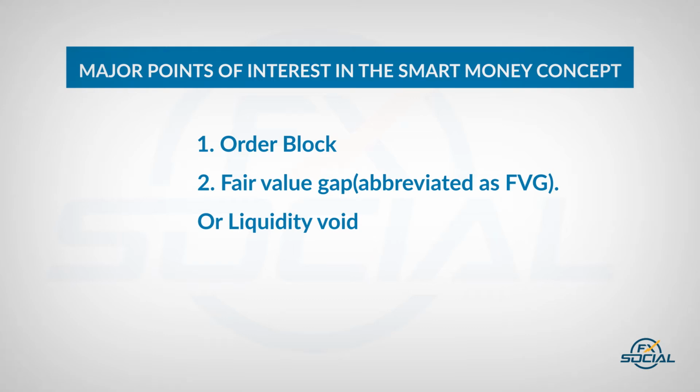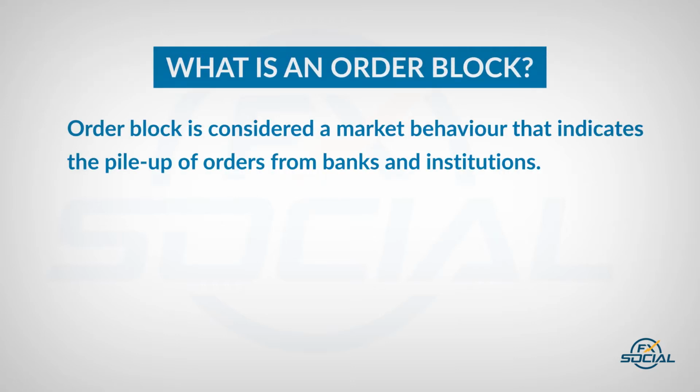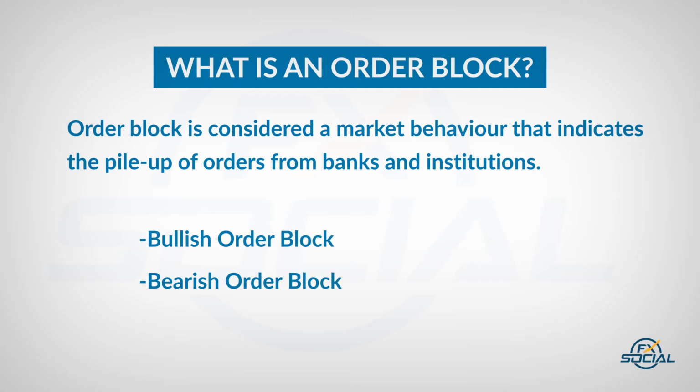These are the major points of interest whereby the market can be indecisive. The first on our list is the order block. So, what is an order block? Order block is considered a market behavior that indicates the pile-up of orders from banks and institutions. We have bullish and bearish order blocks. We need to know how to identify a bullish order block and a bearish order block.